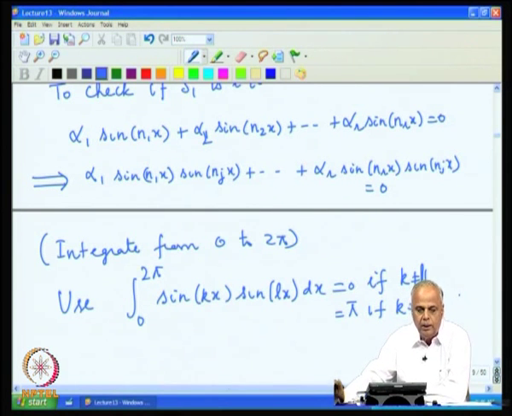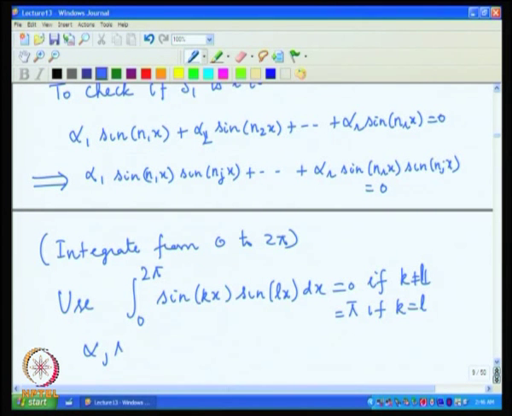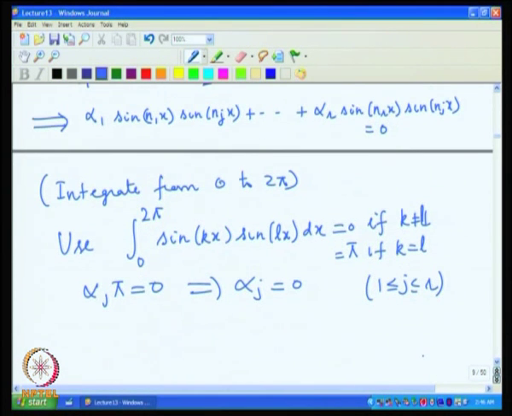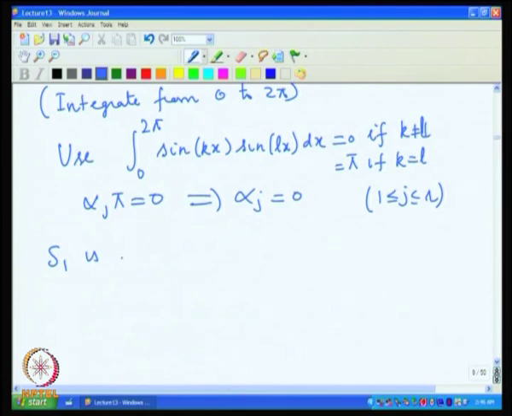If we use this property in this integral, every term will vanish until we hit nj, where we will get sin squared njx, and that will be pi. So we will get alpha j pi equal to 0. But since pi is not 0, that will say alpha j equal to 0. So for every j, from 1 less than or equal to j less than or equal to n, we get all the coefficients to be 0. Therefore, S1 is linearly independent. Since S1 is an arbitrary finite subset of S, S is also linearly independent.